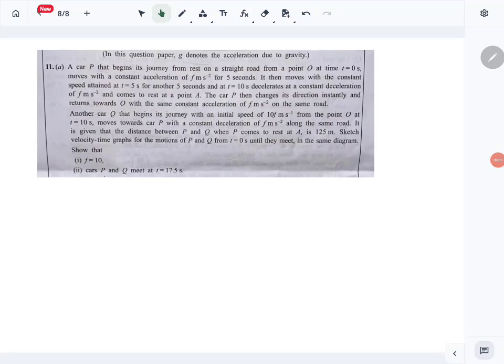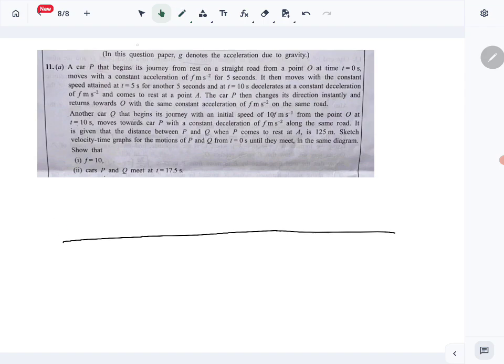Right. Now let's look at question number 11, part A of the applied paper. So this is the VT graph question. So let's see how to do this. Let's see a car P that begins its journey from rest. It starts from rest on a straight road. So let's draw a rough diagram with the details.